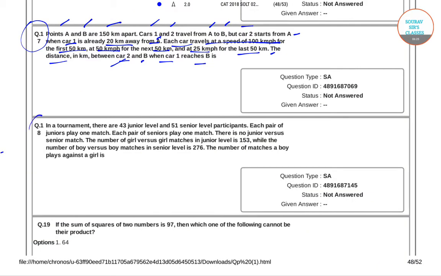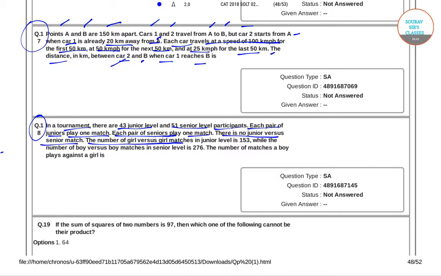The next question is question number 18. In this question it has been said that in a tournament there are 43 junior level and 51 senior level participants. Each pair of juniors plays one match. Each pair of seniors plays one match. There is no junior versus senior match.